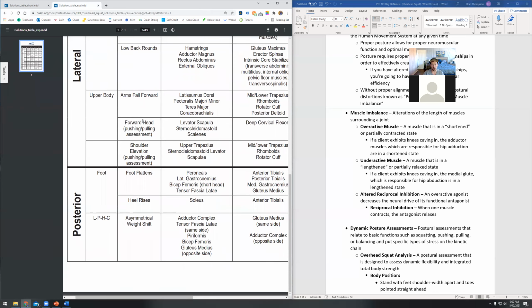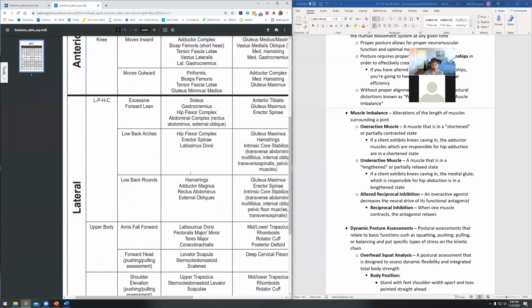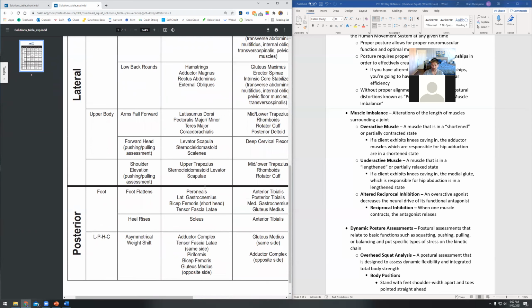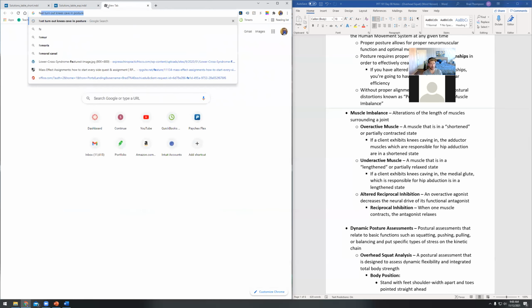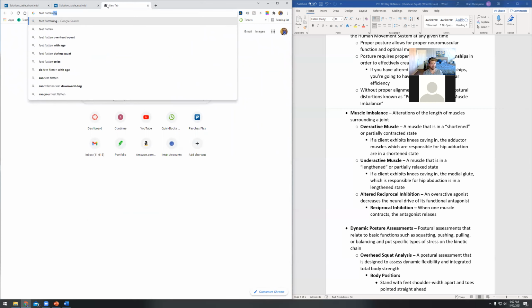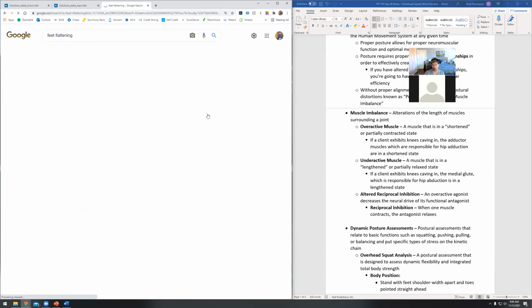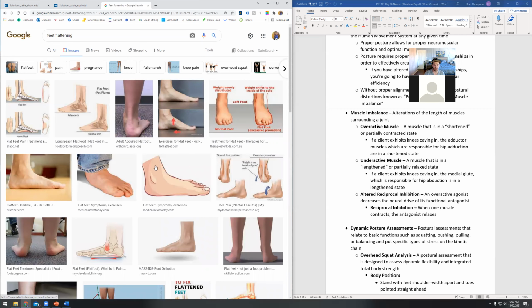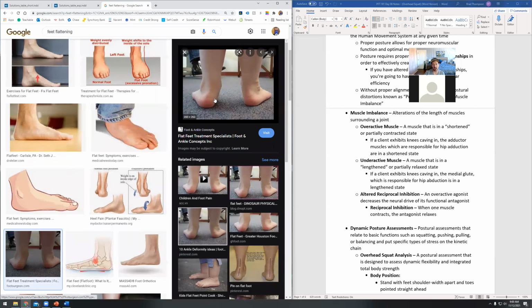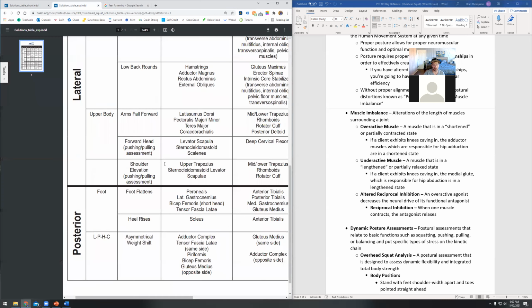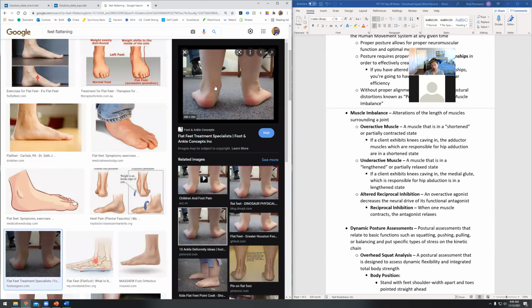Arms fall forward, forward head, shoulder elevation. Then we've got feet flattening, which is basically the same as feet turnout. There are a lot of really big similarities here. It's just that the feet flattening is that excessive eversion. We see a lot more of the everted foot movement. Now, oftentimes this is accompanied with external foot rotation, but it's a lot easier to spot from the back, which is why we do a posterior view, because you can even see the lines coming in there.